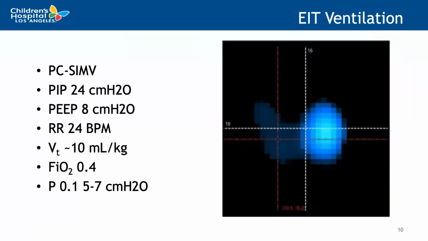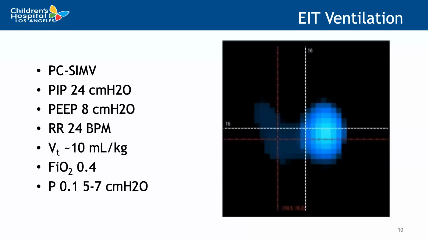Early in his course, we decided to perform electrical impedance tomography to get a better sense of the inhomogeneity in his ventilation. We had previously had those CT scans and his chest x-ray, but we wanted to get a sense of how much ventilation was going to the right versus the left lung.